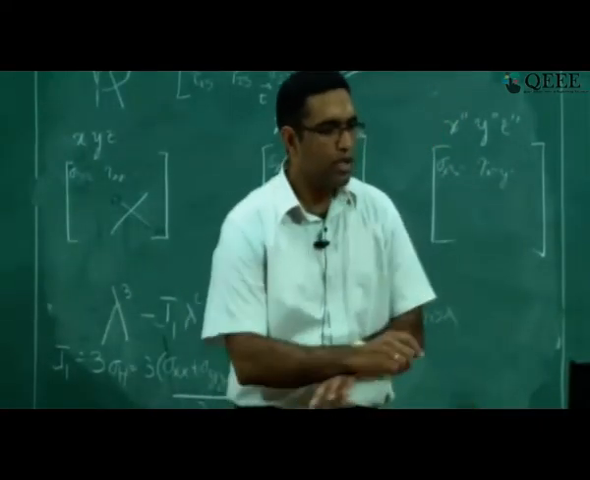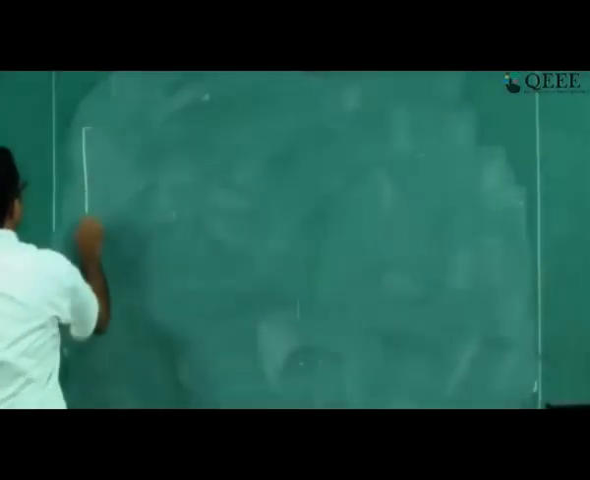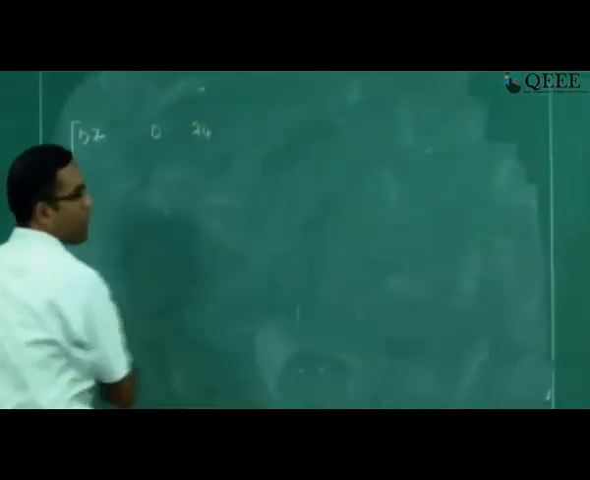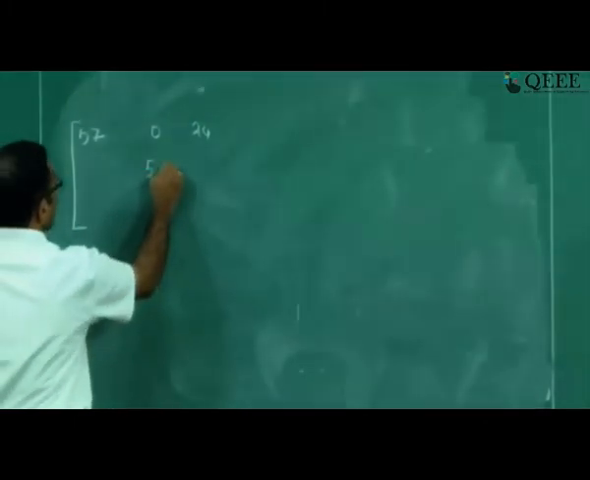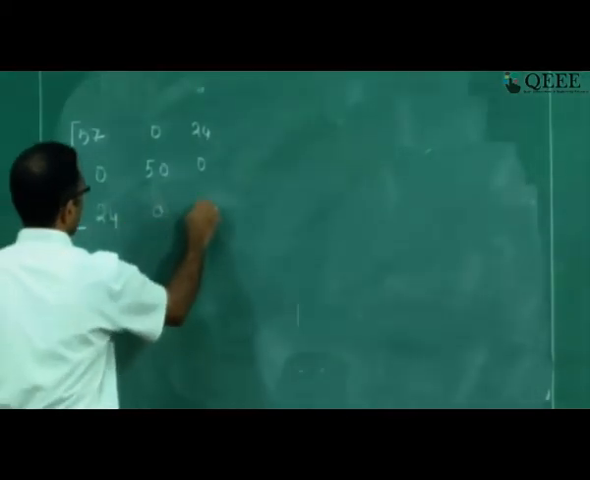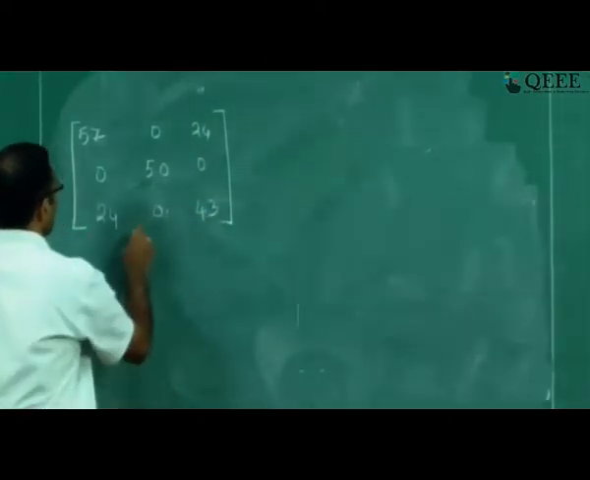Just to illustrate, I have a problem. Okay, let's do the problem now. We have the stress tensor 57, 0, 24. You are asked to find the principal stresses. The first step is to write down the characteristic equation. The characteristic equation will be lambda cubed minus I1. What is I1? This plus this plus this.